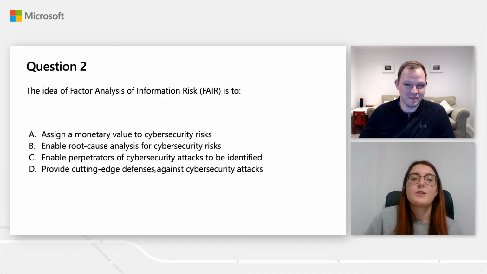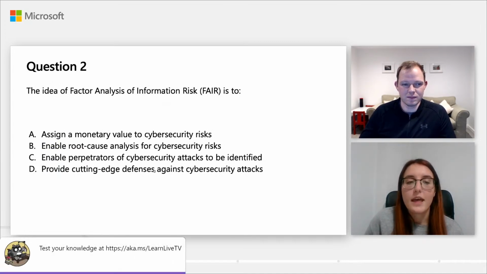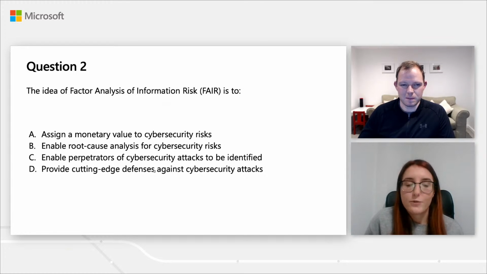Next one. So the idea of Factor Analysis of Information Risk, FAIR, is to: A. Assign a monetary value to cybersecurity risks. B. Enable root cause analysis for cybersecurity risks. C. Enable perpetrators of cybersecurity attacks to be identified. And D. Provide cutting-edge defenses against cybersecurity attacks. So let's take it one by one. A, I would say it's true, because this is exactly what you said about the purpose of the FAIR organization.